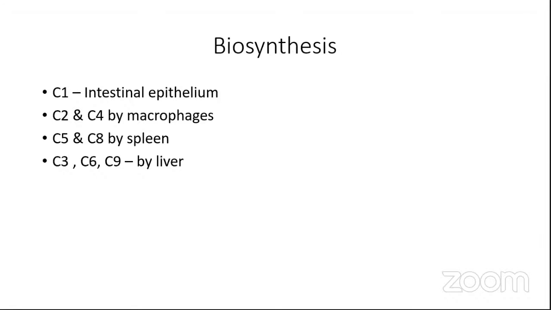Then each component of this complement is synthesized in the human system at various sites. C1 is mainly biosynthesized in the intestinal epithelium, whereas C2 and C4 by the macrophages, C5 and C8 by the spleen, and C3, 6, and 9 by the liver. Okay, so you have to remember where each is biosynthesized because they may be asked in the MCQ.